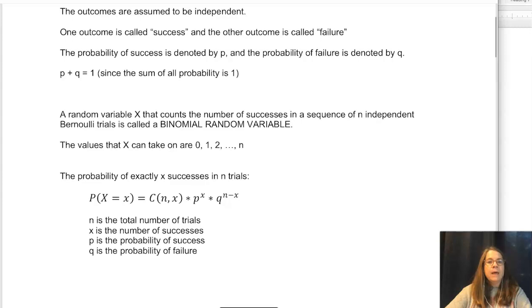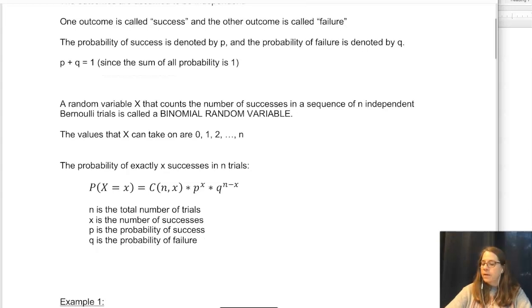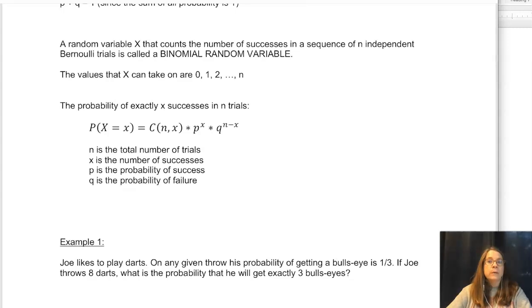A random variable x is used to count the number of successes in a sequence of n independent Bernoulli trials. This random variable is called a binomial random variable because, once again, when you conduct your experiment, there are only two things that can happen. Either you get your desired result or you do not. The values that x can take on start at 0, that would mean that we have no successes, all the way up until n. N is the maximum number of successes that you could have. That would be the same as the number of trials in your experiment.